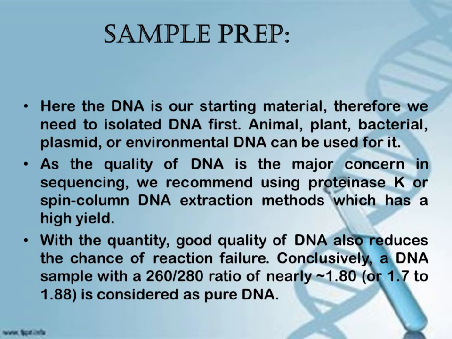Consequently, a DNA sample with a 260/280 ratio of nearly 1.80, or 1.7 to 1.88, is considered pure DNA. Now, the question arises, how do we isolate or extract the purest form of DNA? The basic criteria is that any method of DNA isolation from any sample type should include efficient extraction of DNA from the sample, production of a sufficient amount of DNA for use in downstream processes, and successful removal of contaminants and isolation of high quality and high purity DNA.